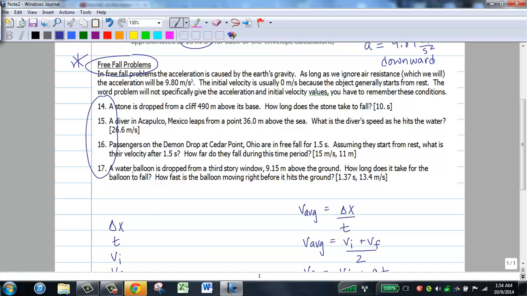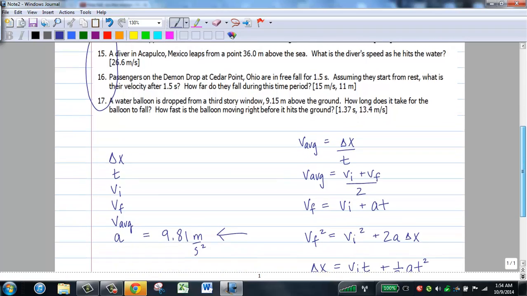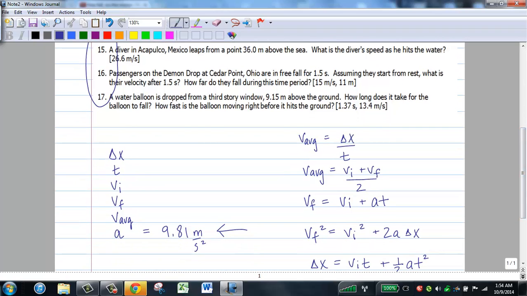In number 17, a water balloon is dropped. So in these 4 problems, the initial velocity is 0. And the initial velocity is almost always 0 in a free fall problem. Now, it doesn't have to be. You can throw an object downward. You can give it an initial velocity that's not 0. That's just not typically the way these problems work.